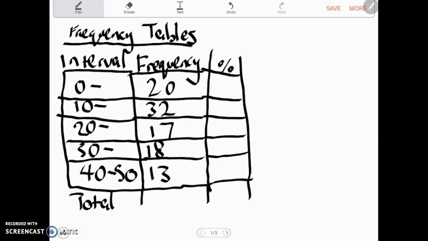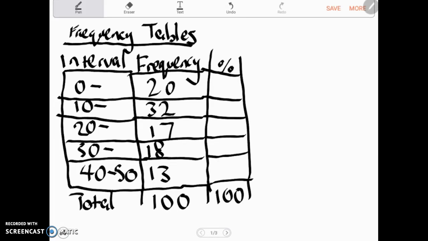So 20 plus 32 plus 17 plus 18 plus 13, I think you'll find adds up to 100. Okay? So I've done that beforehand, which is the only reason I know. I didn't do that in my head. So yeah, that's our total. So 100's a lovely, easy number to work with when we're talking about percentages. So the total percent of anything is always going to be 100%. No matter what it is, the total always has to be 100%.